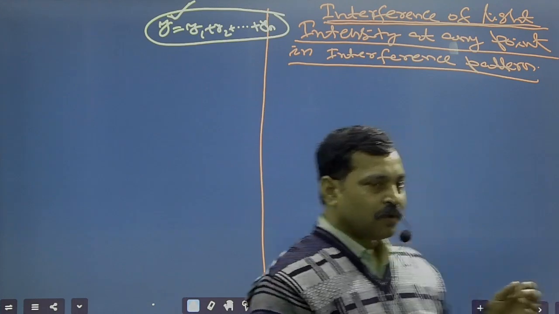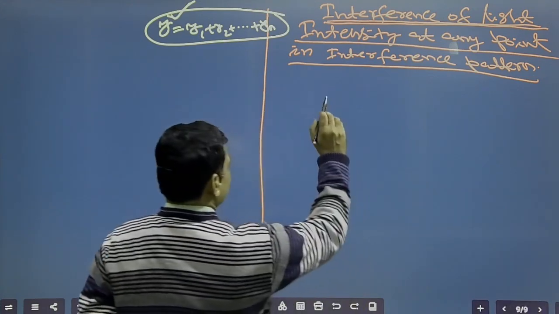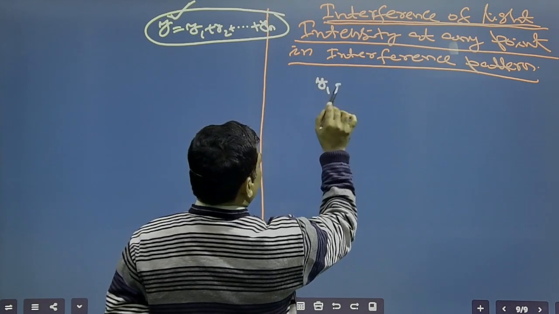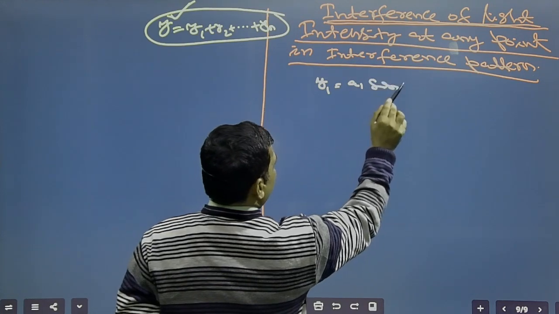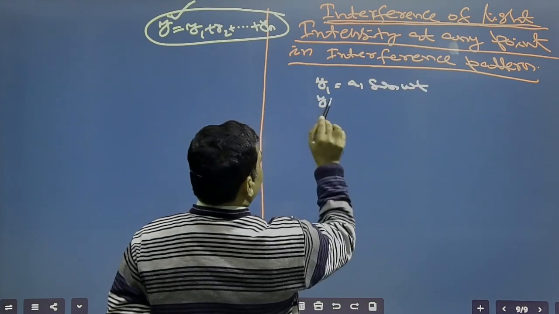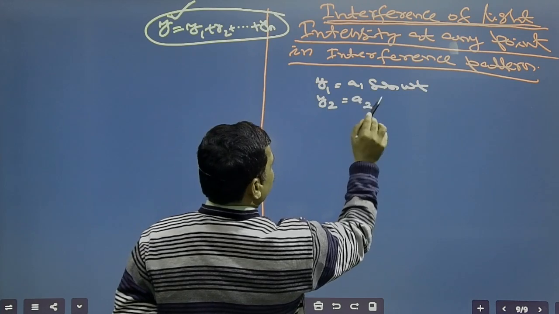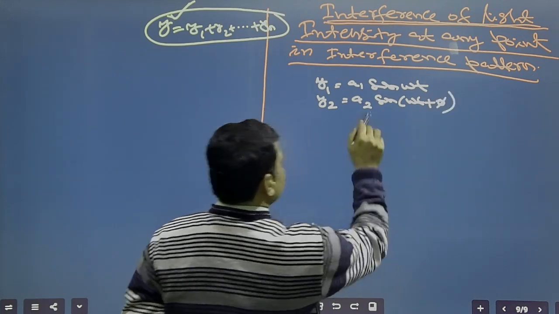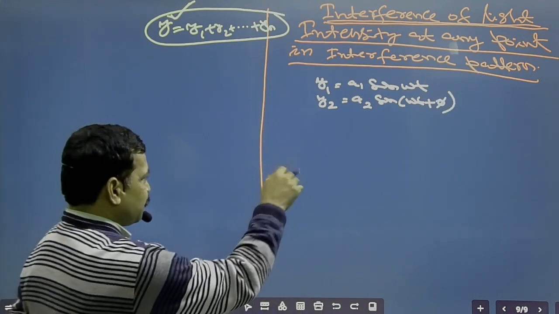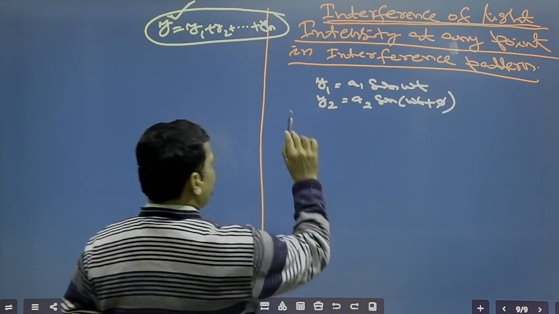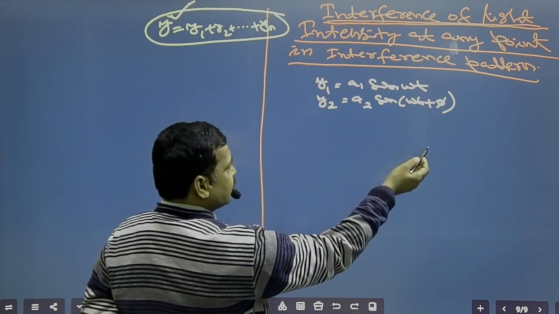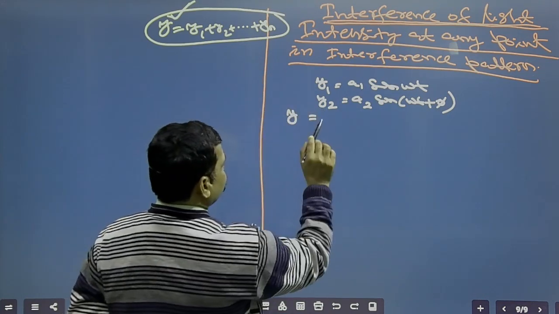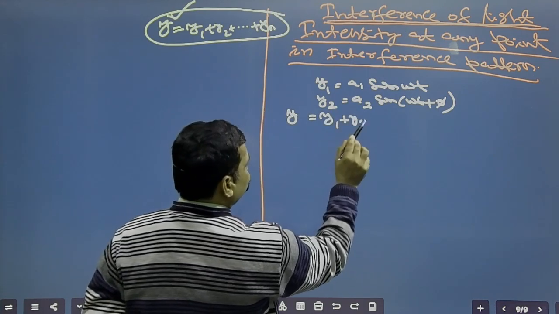Now you see here, suppose we are considering two waves. The displacement of one is a1 sin omega t, and the other, suppose, is a2 sin (omega t plus phi). So these two waves differ by a phase difference of phi. Now when they are superposing with each other, the resultant displacement according to the principle of superposition will be equal to y1 plus y2, right?